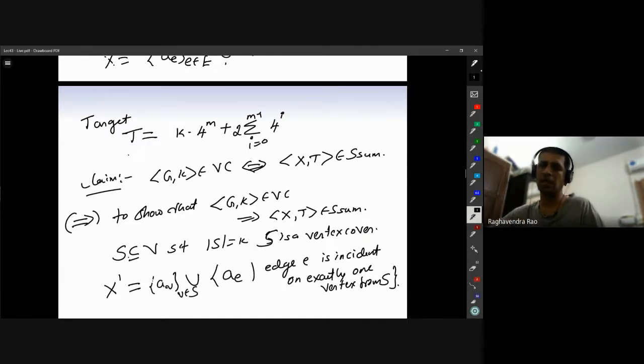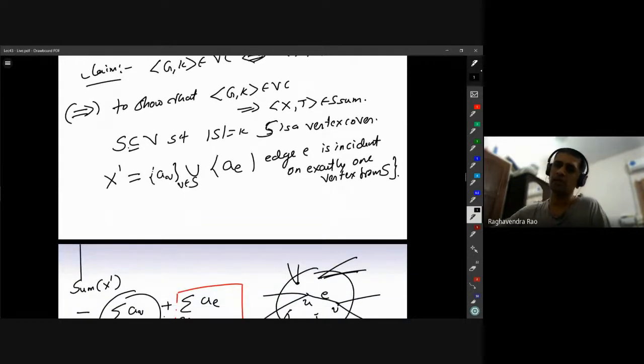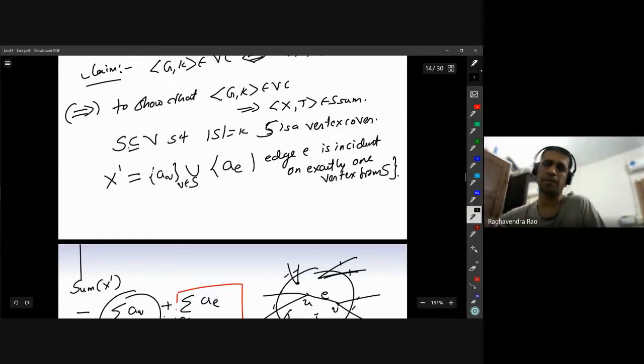And then take values corresponding to those edges which are incident on exactly one vertex. This picture explains it better. You just look at all edges that go out of S, and take the values of these edges. That is going to be our set.